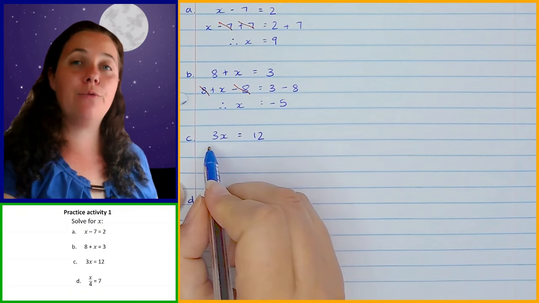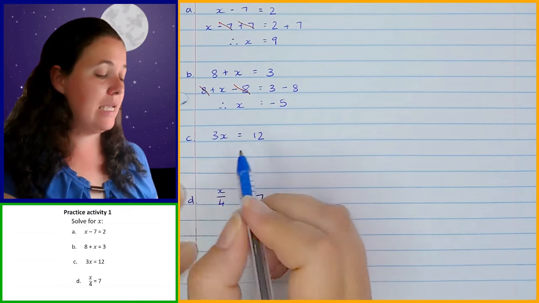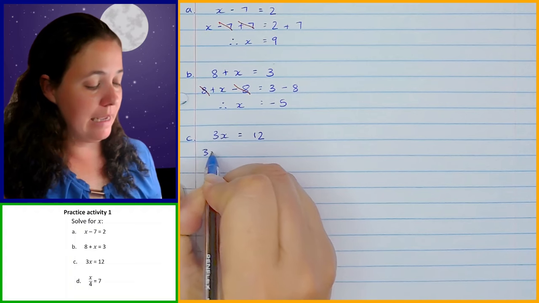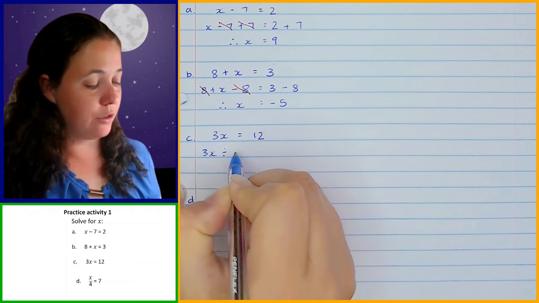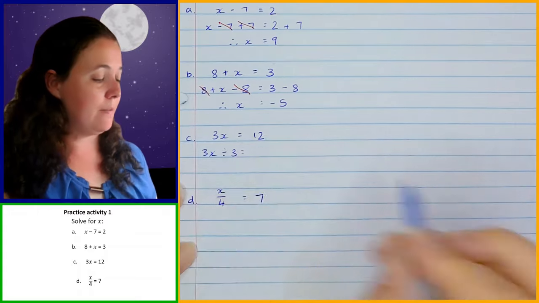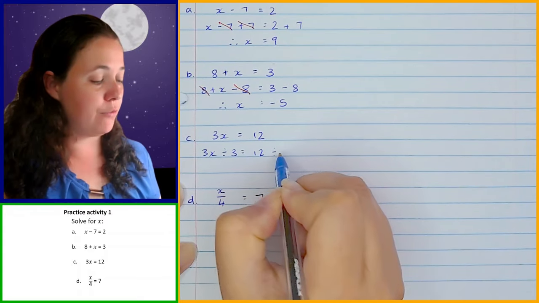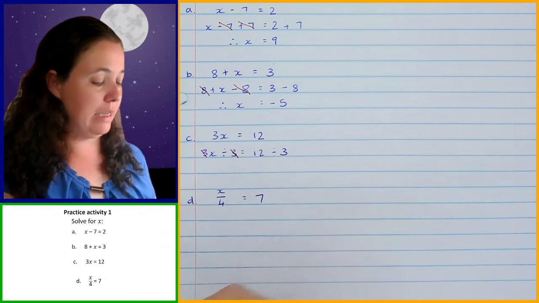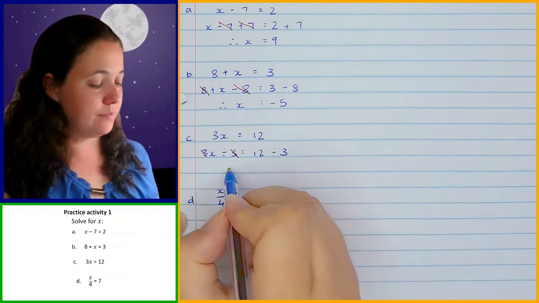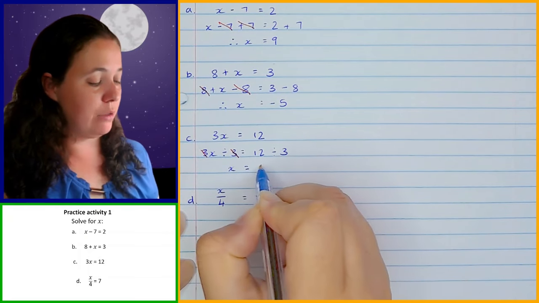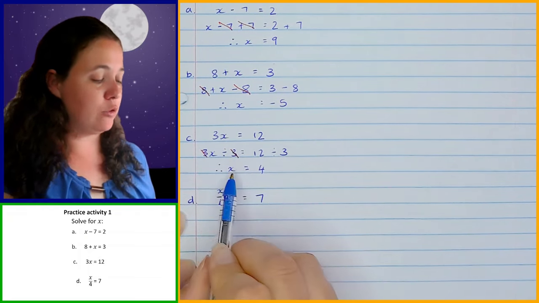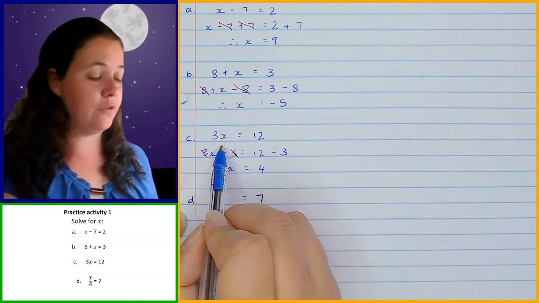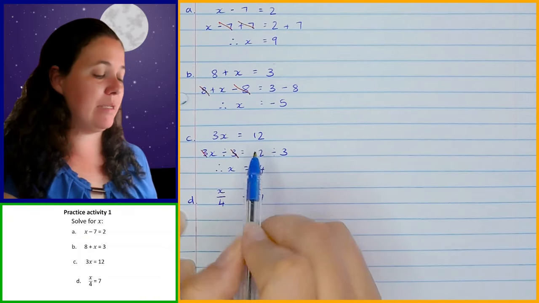So over here, remember, 3x means 3 multiplied by x. So I need to do the inverse of multiplication, which is division. So I need to have 3x divided by the 3 to cancel out that 3, equal to 12, also divided by 3, because I have to keep my equation balanced. So the 3 cancels with the 3, and that gives me just x equals 12 divided by 3, which is 4. So therefore, x is equal to 4. Now we can check it. If x is 4, that means I have 3 times 4, which is 12. And on the right-hand side, I have 12 as well. So that means that that is correct.